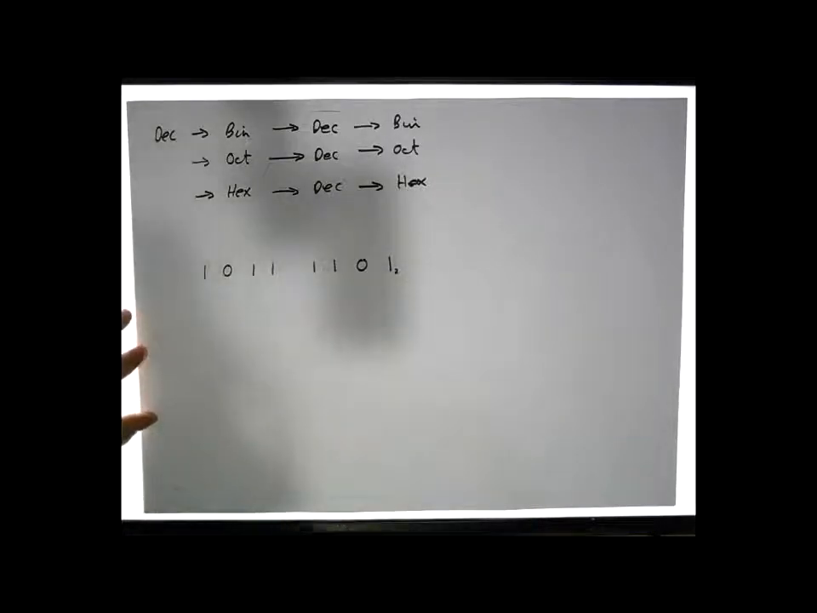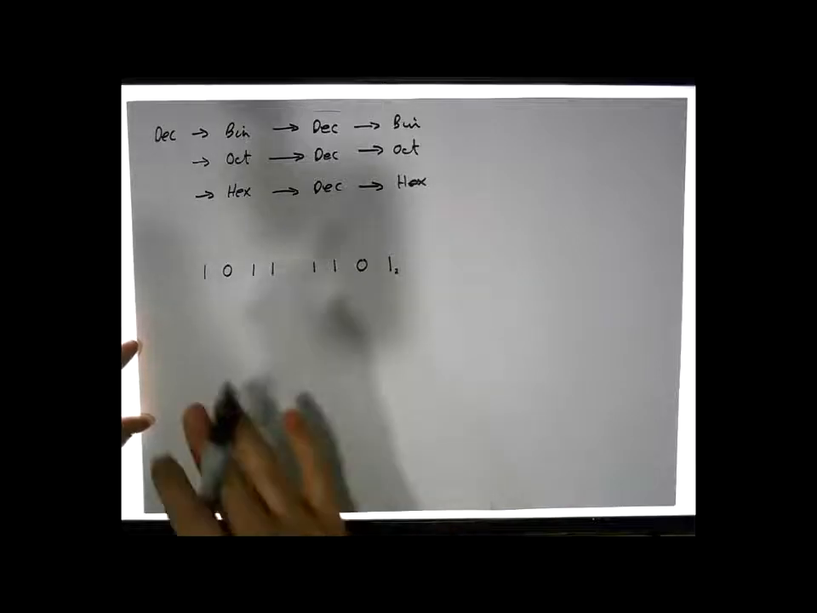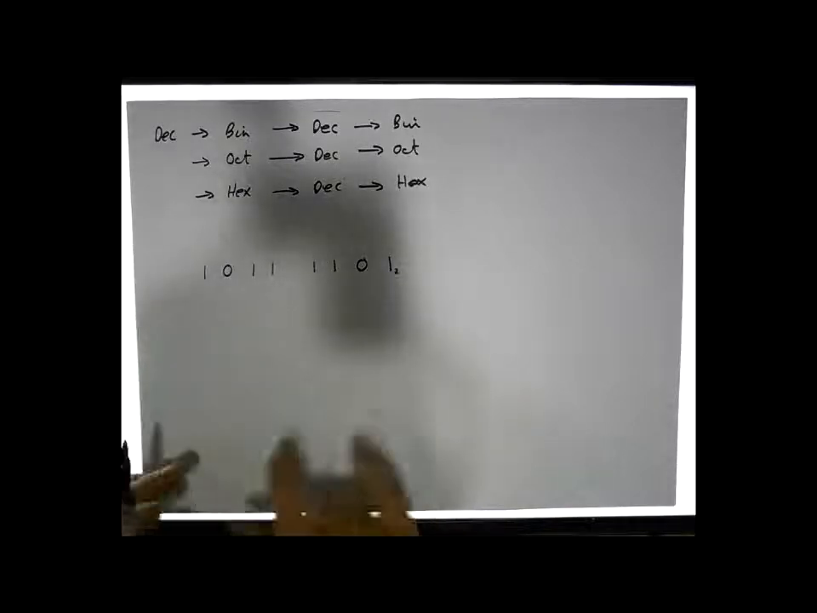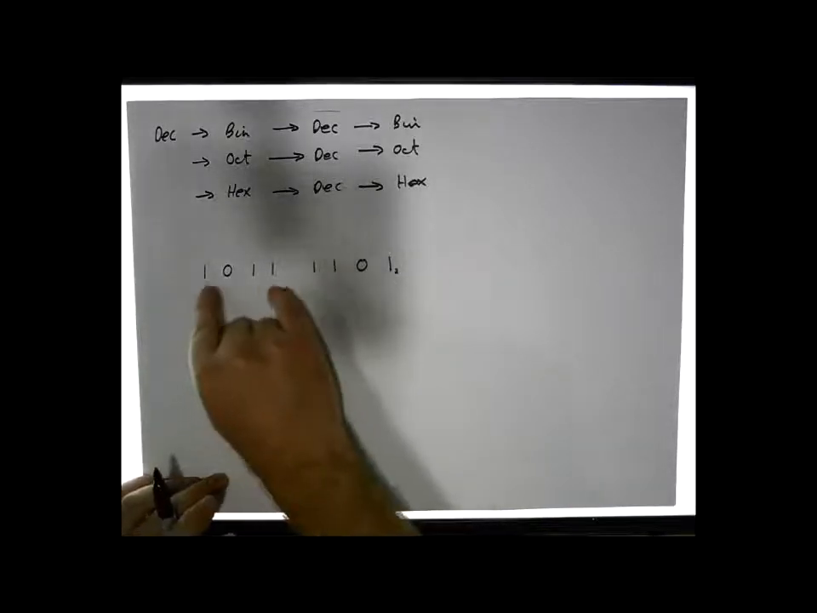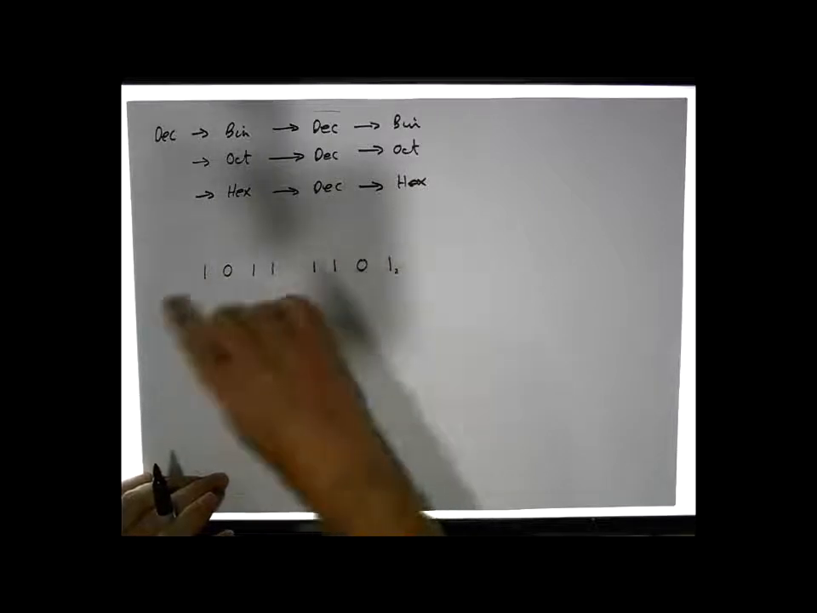Typically, when we're dealing with binary and octal, we would have some amount of powers of 2 in relation to the number of bits that we present.